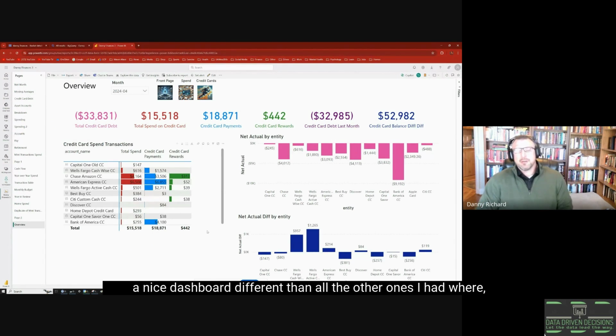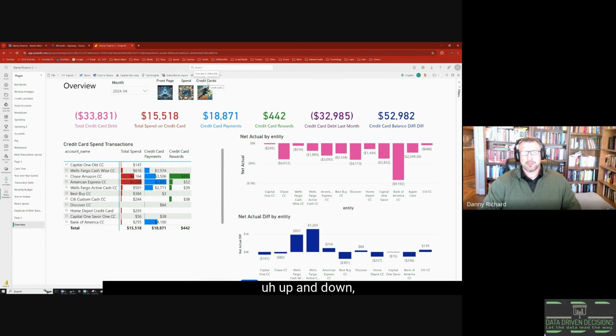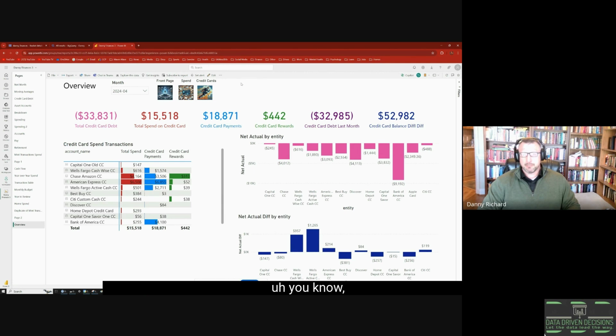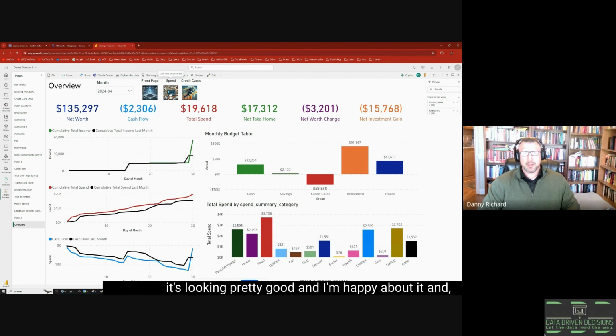So yeah, this is a nice dashboard, different than all the other ones I had, where all the rest had an up and down scroll. This I'm bringing to one page, and I'm just going to keep filling it up with bookmarks to show different views of all this data. I have a lot of different ideas for bookmarks, such as accounts, pay, retirement, to bring everything together into one dashboard so that I have a quick reference dashboard. And it's looking pretty good, and I'm happy about it, and I'm going to continue working on it.